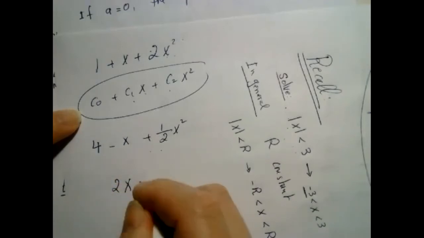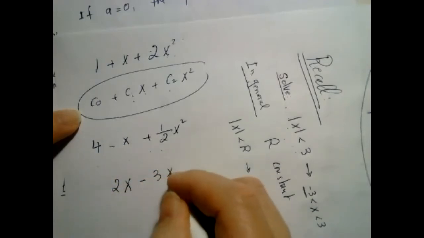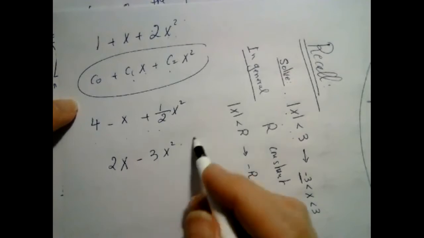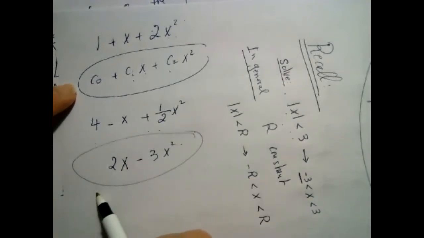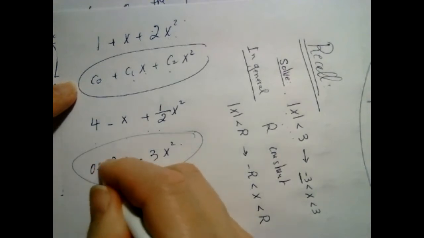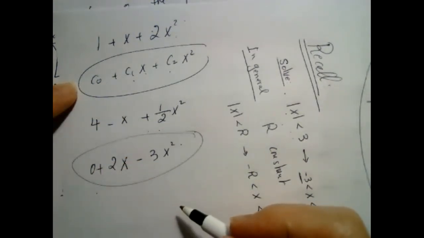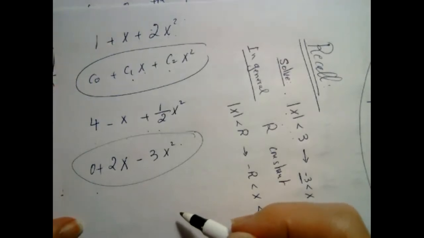Suppose I give you 2x minus 3x squared. That's a polynomial of degree 2. What's the C0 here? What's the constant term? Oh, it'd be 0 because there's nothing there. Exactly. It would be 0. What's C1? 2. And what's C2? -3.